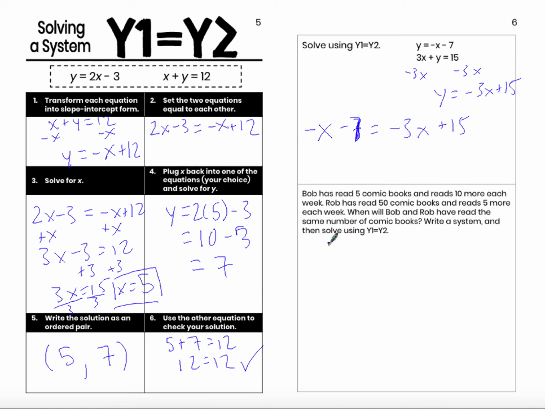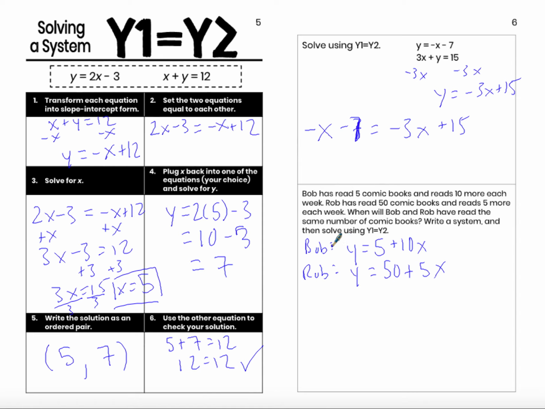Really common to be asked to use this method for a story problem because we are very comfortable writing linear equations in slope-intercept form. So my Bob equation: Bob has read 5 comic books and reads 10 more each week. So start value of 5, rate of change of 10. Rob has read 50, so start value of 50, rate of change of 5.